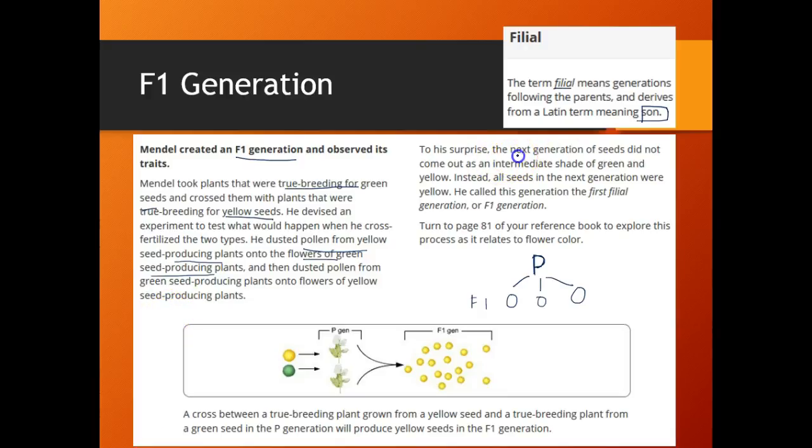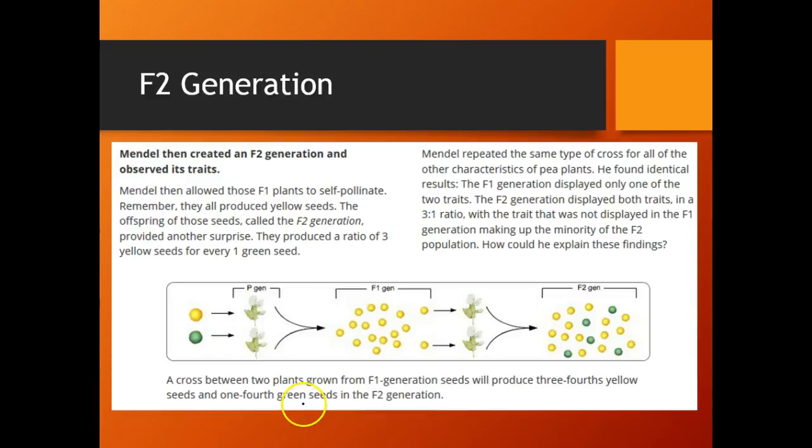To his surprise, the next generation of seeds did not come out as an intermediate shade of green and yellow. Instead, they all came out yellow. And so again, we started with a yellow seed and a green seed, but 100% of the offspring were yellow. And so that was very interesting to him, and made him realize that blending inheritance was indeed incorrect. And so this first generation is what he called the F1 generation. So what he did next was he created an F2 generation.